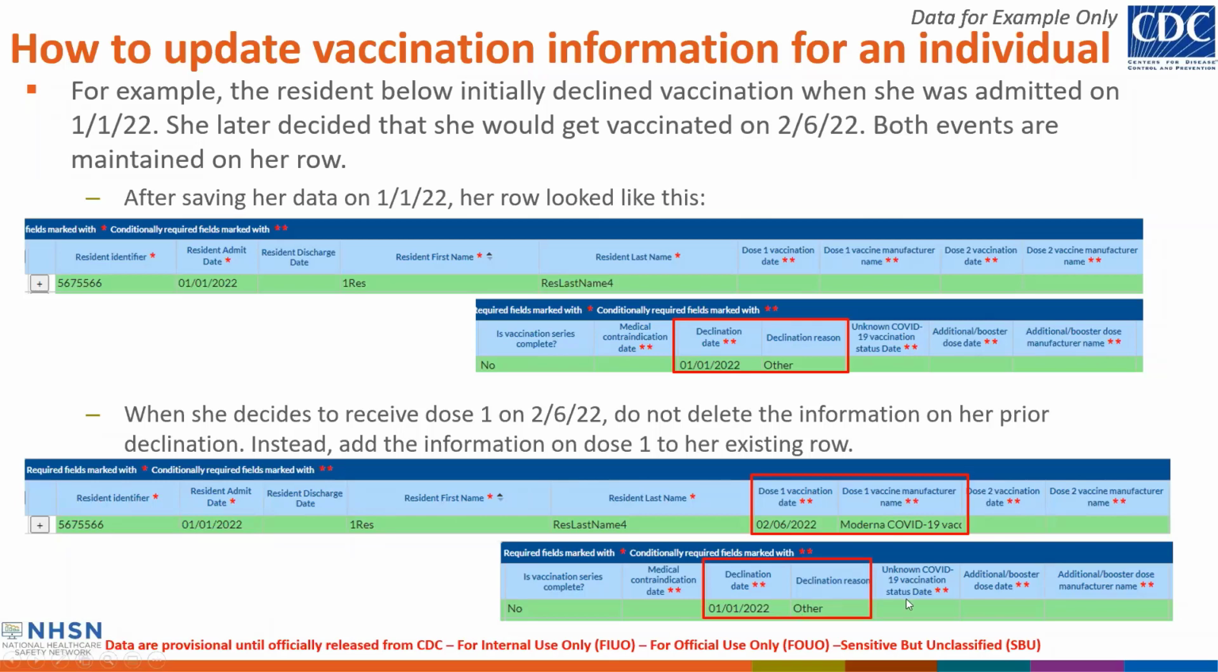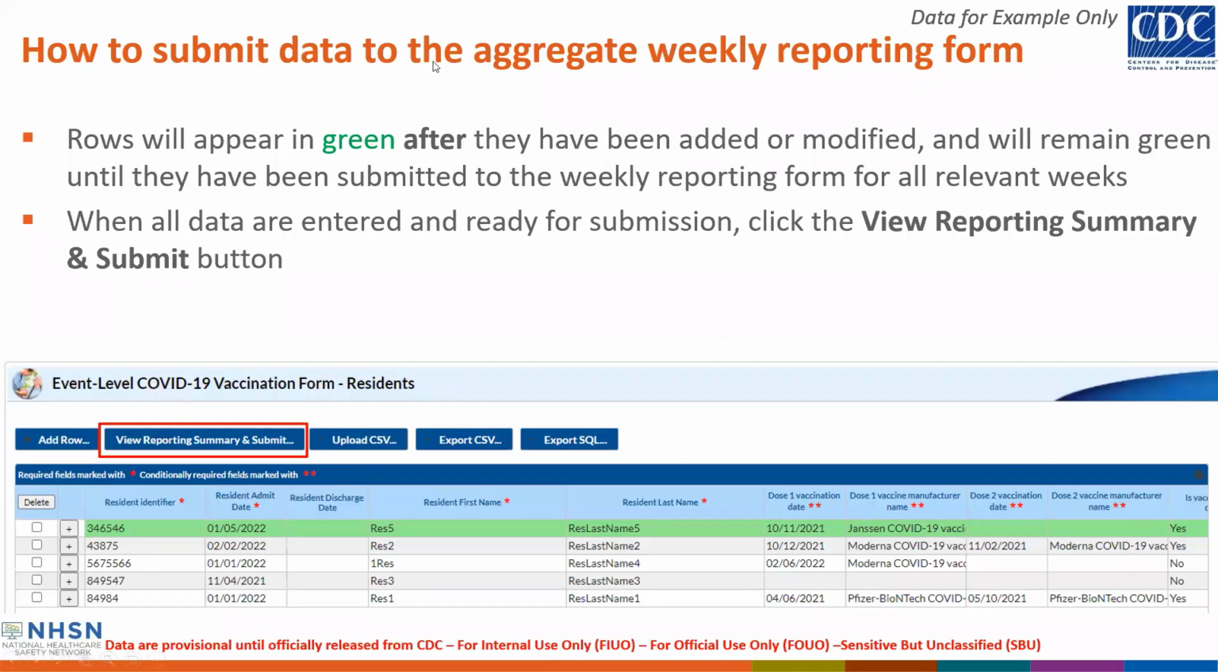So this down here at the bottom of the slide shows you what her row would look like. She has her admission date of 1/1. She still has her declination date of 1/1. And then you don't delete this, but instead you also add that she received dose 1 on 2/6, and the dose was Moderna. So this is, again, a really cool feature of the event level COVID-19 vaccination forms within NHSN, that we can accurately capture individuals' vaccination status over time. And that's just the first step of using that form.